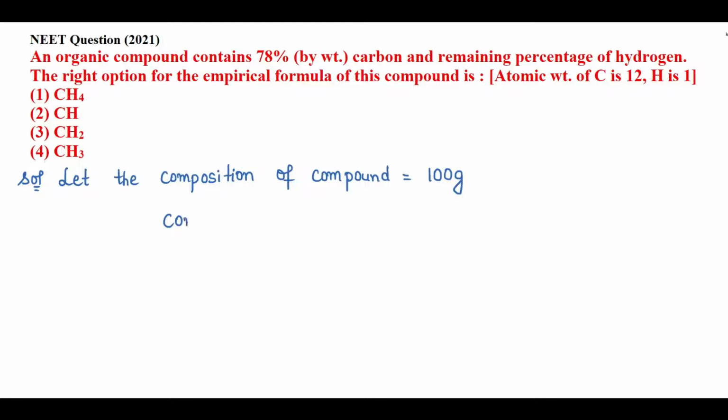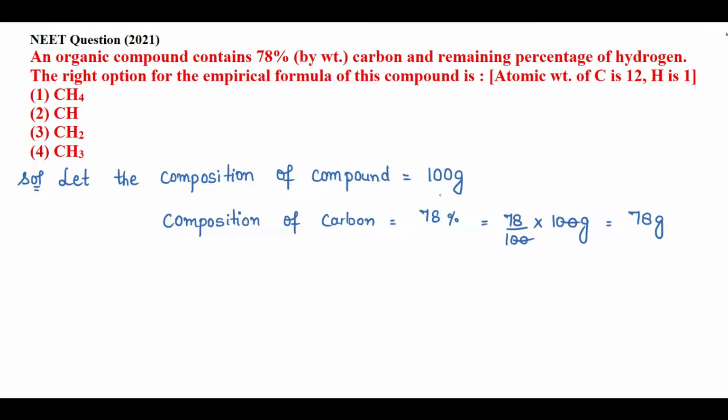So we will find the composition of carbon in the 100 gram compound. So the composition of carbon is 78%. I'll convert this percentage into gram. For this, I'll simply substitute this percentage sign with 1/100, and multiply this with the actual composition of the compound, that is 100 grams. These two zeros will be cancelled with these two zeros. So I can say that the actual composition of carbon in the compound is 78 gram.